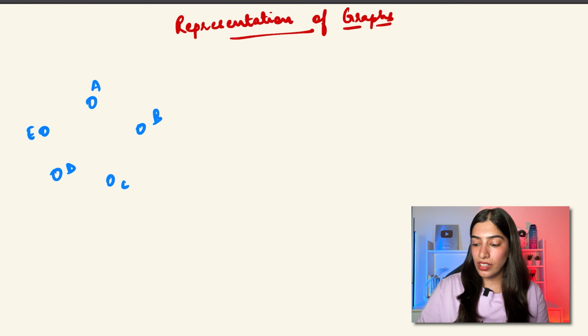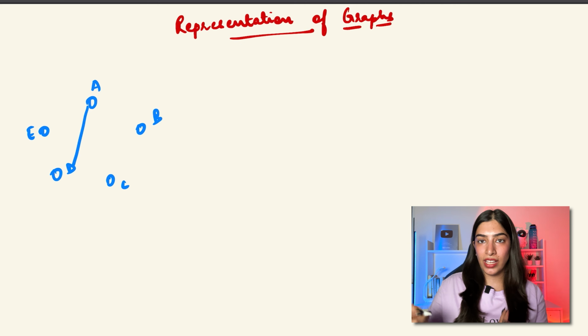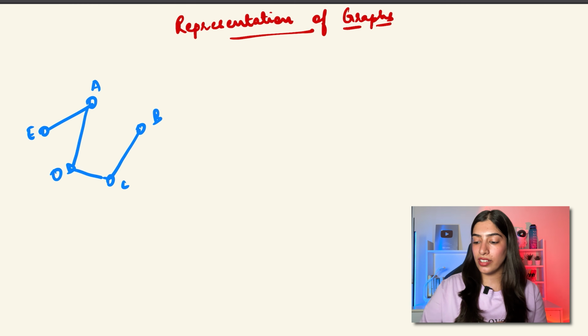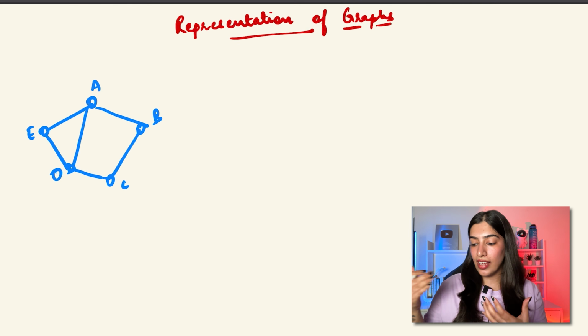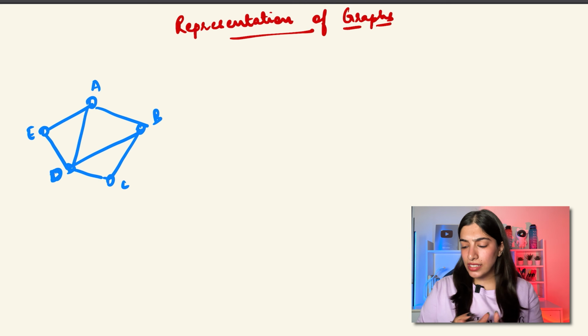For example, if there is an edge between A and D, that means they are directly connected. Similarly, there is an edge between D and C, directly connected. An edge between B and C, directly connected. An edge between D and E, directly connected. A and B, directly connected, and so on. Now, how do I represent this in code?